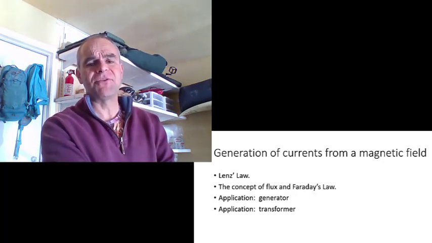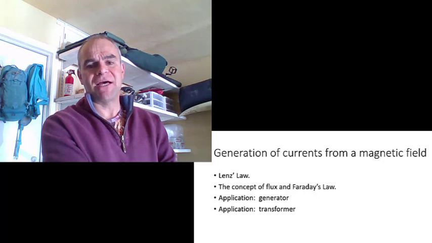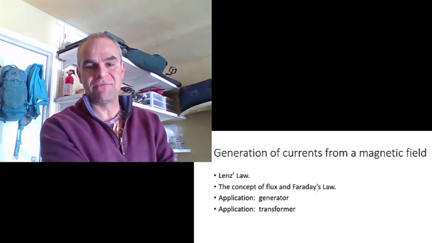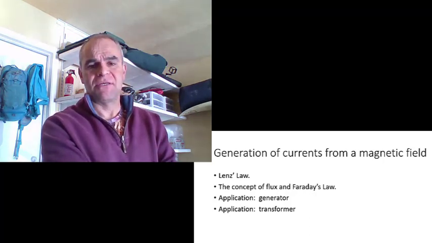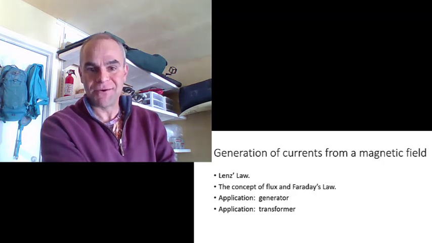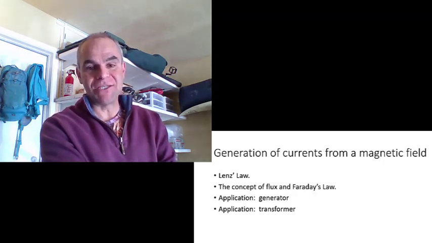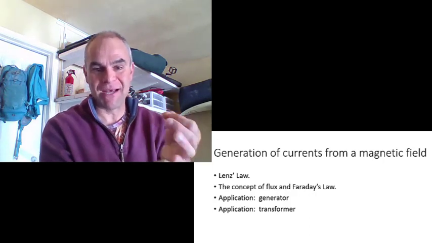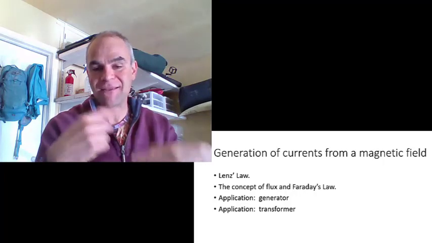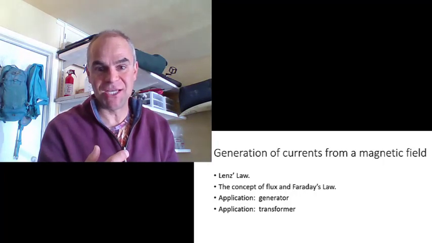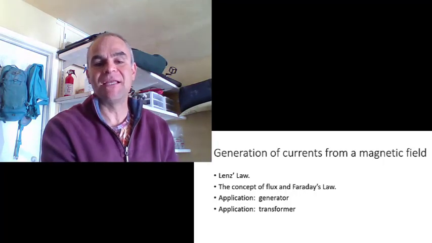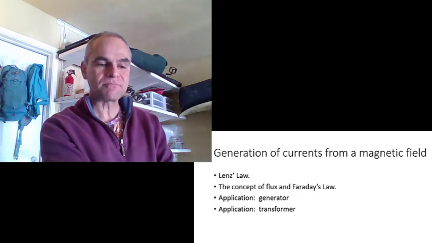You can apply that to the generator, which is how we create the currents and voltages that we use in our homes and everywhere these days. It's primarily the result of a changing flux passing through a coil, or a coil spinning, and the change in flux that the coil experiences creates the voltages that we experience.